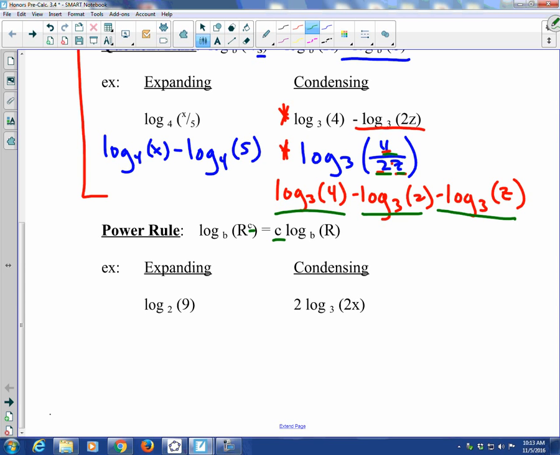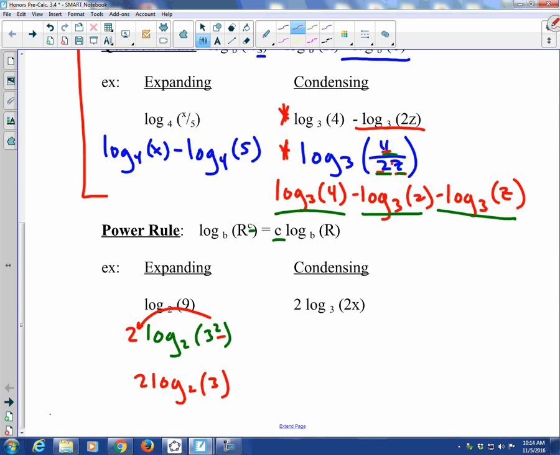So if we wanted to expand using the power rule, we could say if we've got log base 2 of 9, that 9 we could think of as 3 squared. And then right here, we can take that square, that power of 2, and throw it out front and make it a multiplication of 2, so that the expanded expression would look like 2 log base 2 of 3.